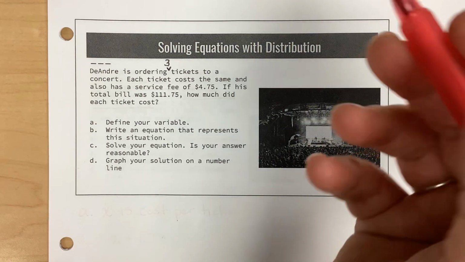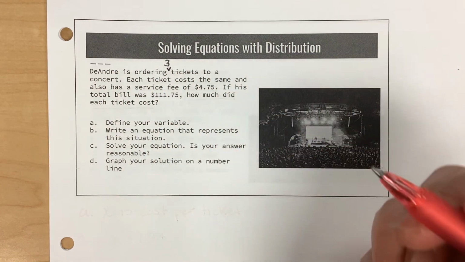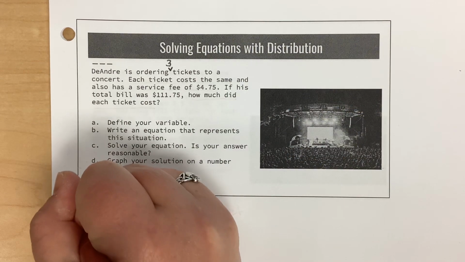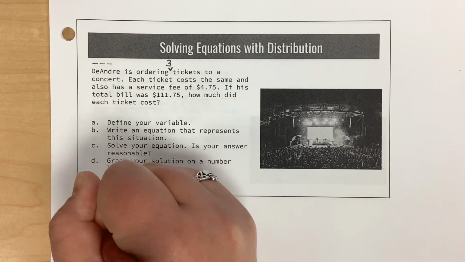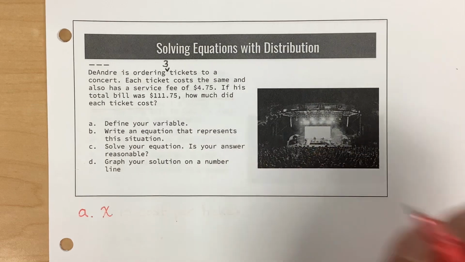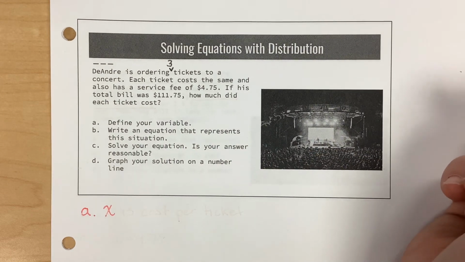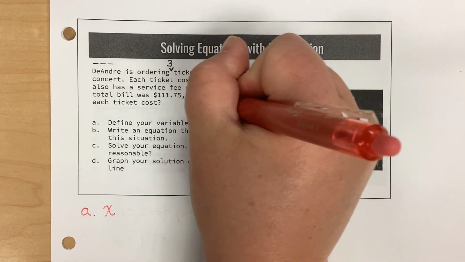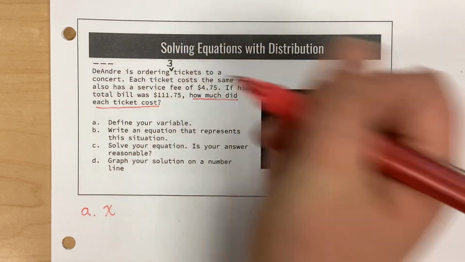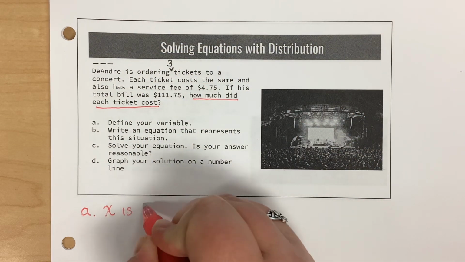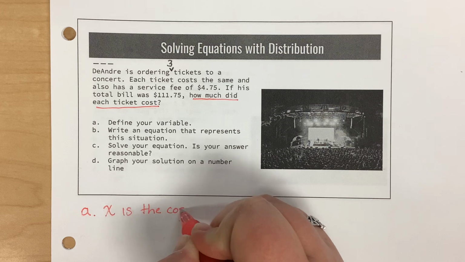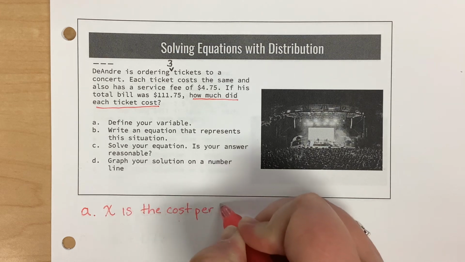All right, so A says define your variable. So the first thing we're going to do is state what letter we're going to use for our variable. I'm going to choose X, and what it represents. And remember, that's always whatever our unknown is, which in this case is how much each ticket costs. So X is the cost per ticket.